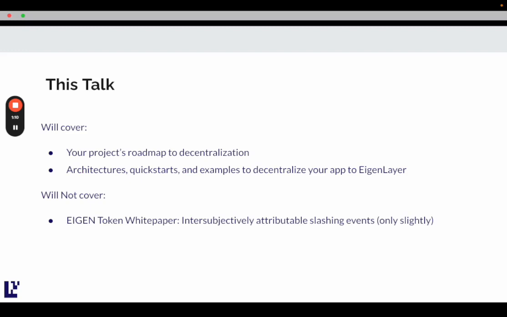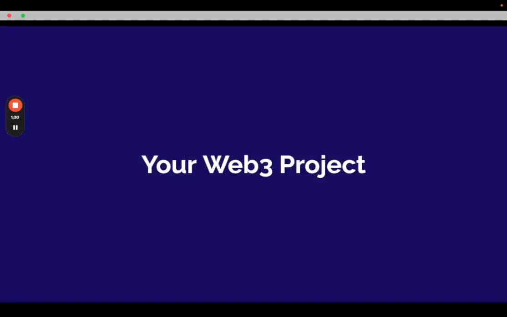This talk will not cover the Eigen token white paper in significant depth, although I do recommend that you take some time to go and read up on the white paper and get familiar with it. There's a really powerful concept called intersubjectivity, which we will use later on. We talk about trust modeling. We'll touch on it briefly, but there's going to be a lot of value from that white paper in the future, specifically for these off-chain services.